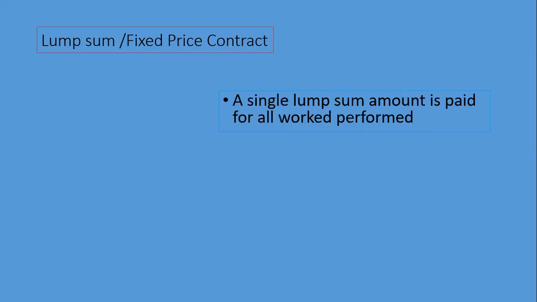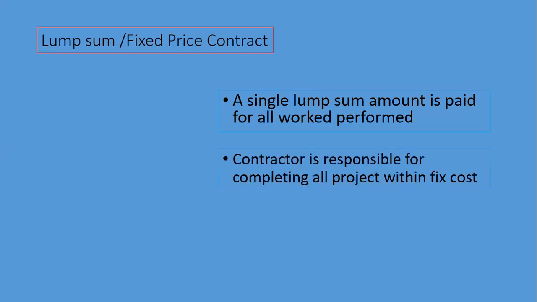And what is next? Lump sum or fixed price contract. What is the feature point in this? A single lump sum amount is paid for all work performed. If you are going to do a project and your contract is a lump sum fixed price contract, then you will be paid a single amount for all the work done, in line with that work. And the contractor is responsible for completing the whole project within that fixed cost.